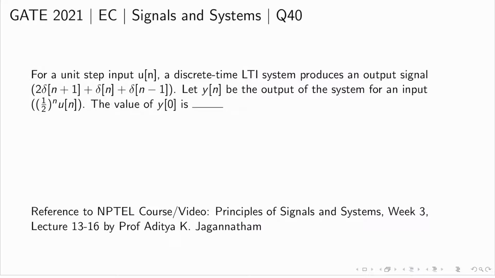The question is, for a unit step input u[n], a discrete time LTI system produces an output signal 2δ[n+1] + δ[n] + δ[n-1]. Let y[n] be the output of the system for an input (1/2)^n u[n], then what is the value of y[0]?